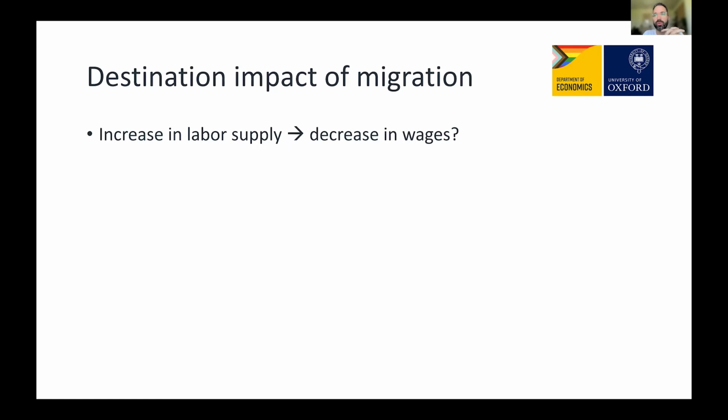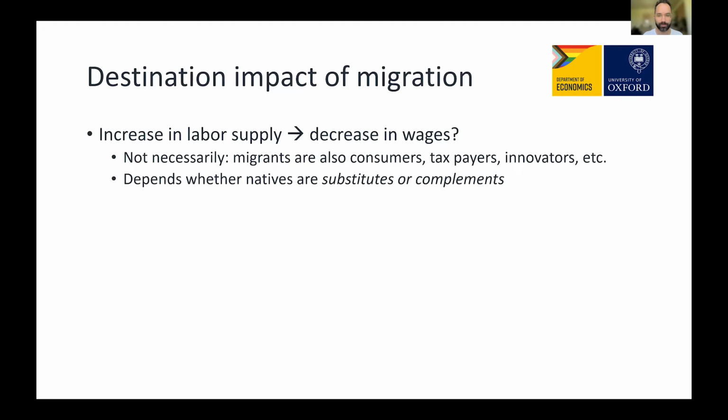and this is often how political debates or articles are phrased, is that immigrants increase local labor supply, they flood the local labor market with additional supply of workers, and that should lead to a decrease in local wages because labor demand is downward sloping, and this is the classical economic story.